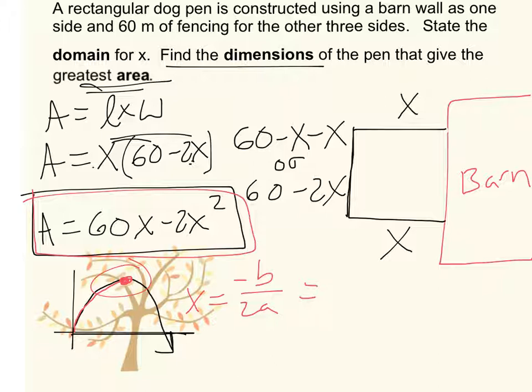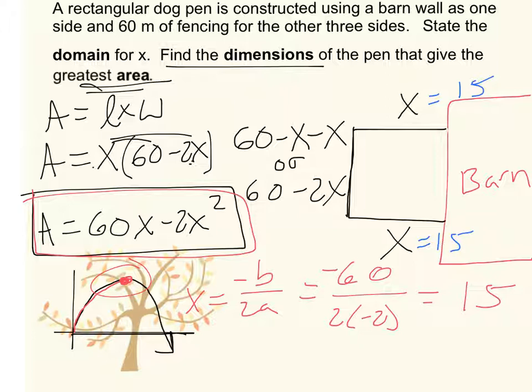Here, b is 60, so it would be -60 over 2 times -2, as a is -2, which would be -60 over -4, or 15. Okay? We should make it 15 meters wide. Now going back over here, 60 minus 2x. And notice, I'm trying to get the length right now. I'm not going back to the area formula. I'm done with that because I found the vertex and figured out that the width needs to be 15 meters.